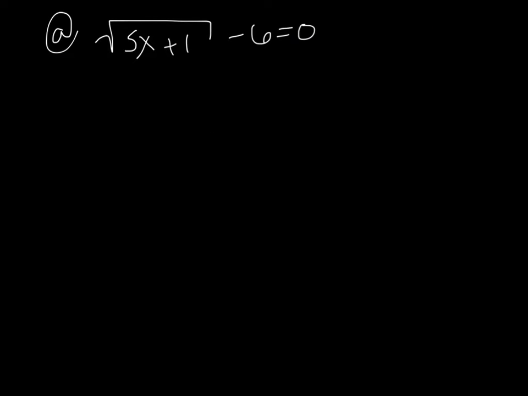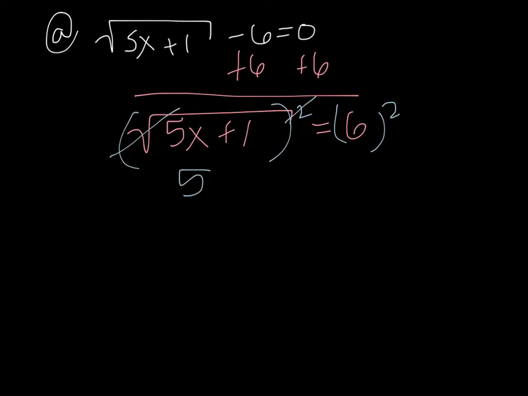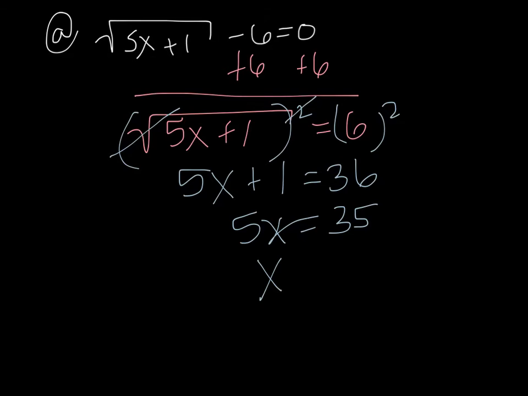All right, so for letter A, we would first want to add 6 to both sides to get that radical by itself. I'm sorry, isolate the radical, not the variable. And then this is equal to 6. So then we would take each side squared. This is going to undo itself, so 5x plus 1 will equal 36. 5x will equal 35. X will equal 7, and I'll just double check.